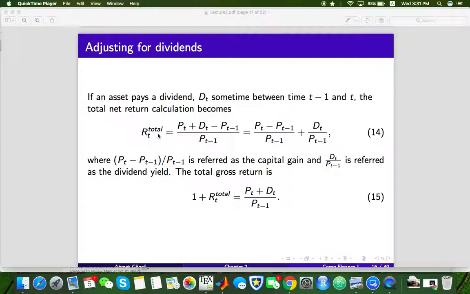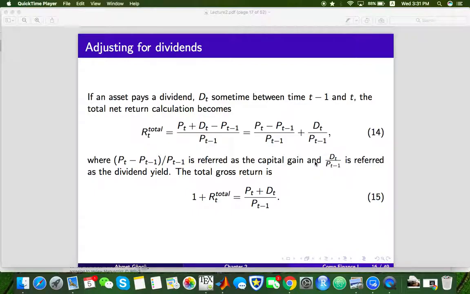So the net return calculation for this asset becomes P_t plus D_t minus P_{t-1}, and then we divide by P_{t-1}. So usually we don't have this dividend if there is no dividend payment, but when the dividend comes, we should consider that as part of our return and add it to our capital gain. So this first ratio, which gives us the capital gain, we are adding that with the dividend yield, which is the second term in this equation 14.